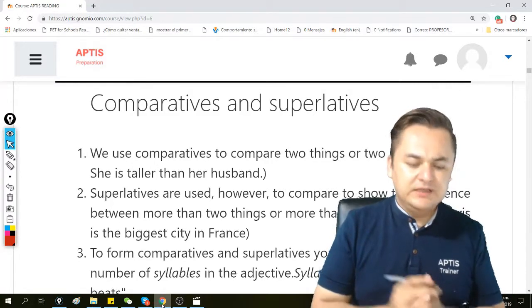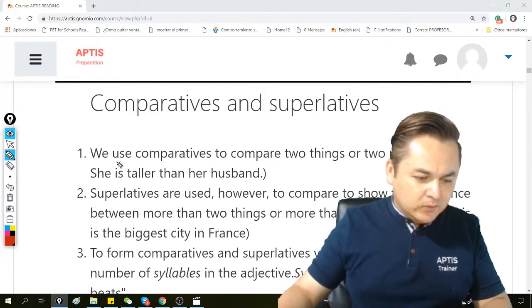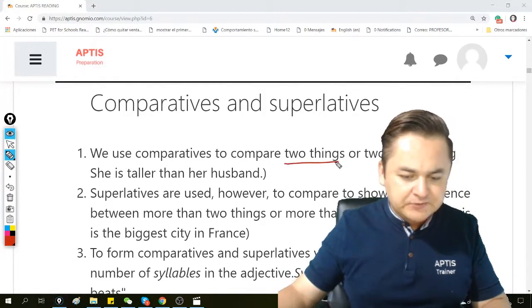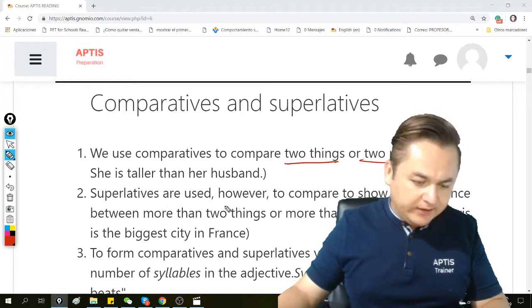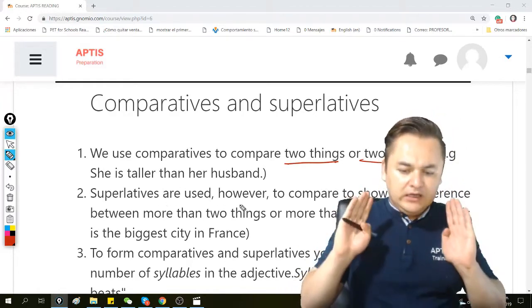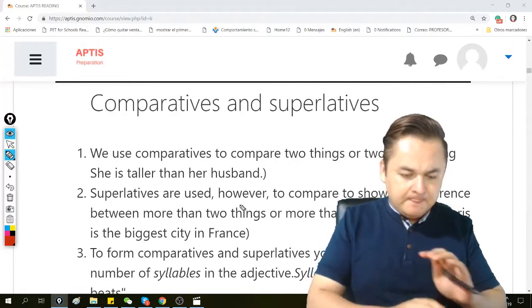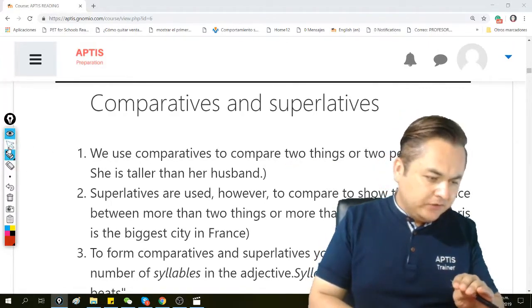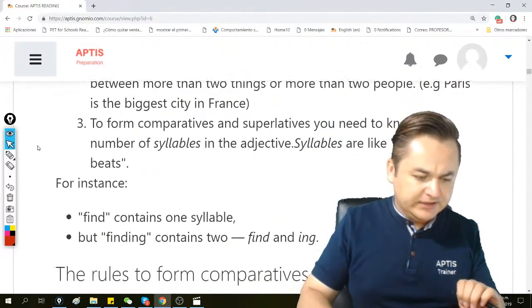Comparatives and superlatives is a topic you have probably studied by now. We use comparatives to compare two things or two people. Superlatives are used, however, to compare or show the difference between more than two things or people, and they are going to be used with groups. So let's see some examples here.